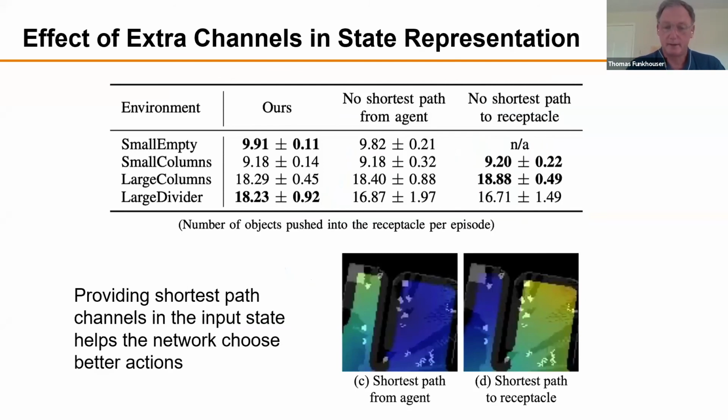We also studied what would have happened if we hadn't given these extra channels into the state, where we find that in particular, they're really useful in the complex environments like the large divider environment, because they allow the network to know if I went to this location, how long would it take me to get there? Of course, it's not perfect, because these shortest paths are through the current occupancy map, which may not be perfect, might not even be correct, but the network uses those channels to great advantage.